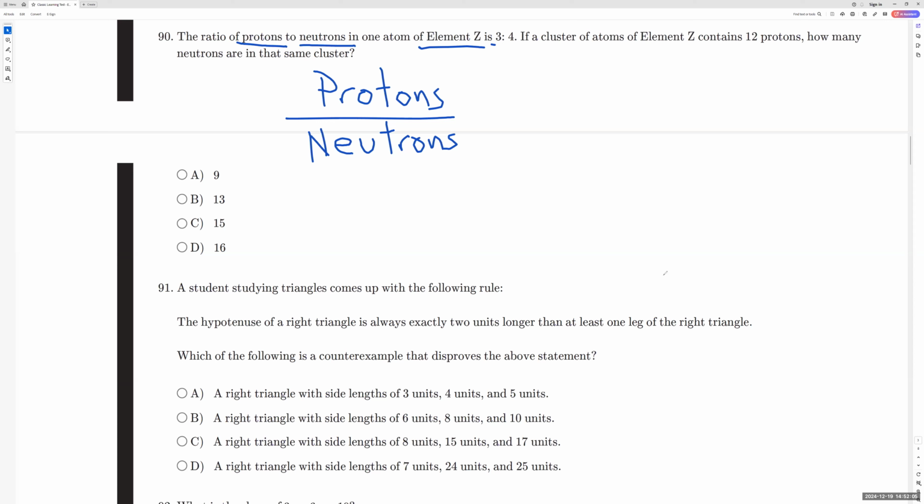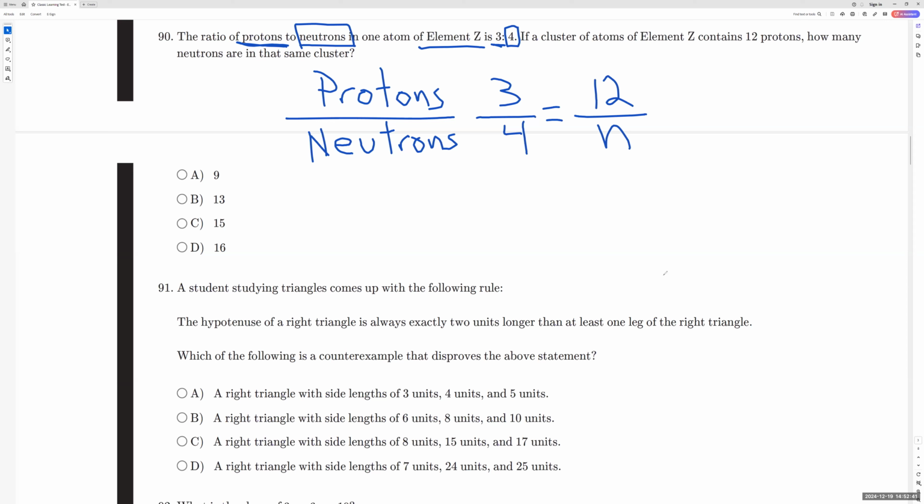So if they give you 3, that is the first word they gave you, proton. So I'm gonna put 3 here on the same level as protons, and then 4 for the second word, and I'm gonna put that there. Now they're asking what happens if element Z contains 12. So again, this is a proportion. So we don't know the number for neutrons. Conveniently, we're gonna use an n. And this is two fractions being equal to each other, so it is a proportion.